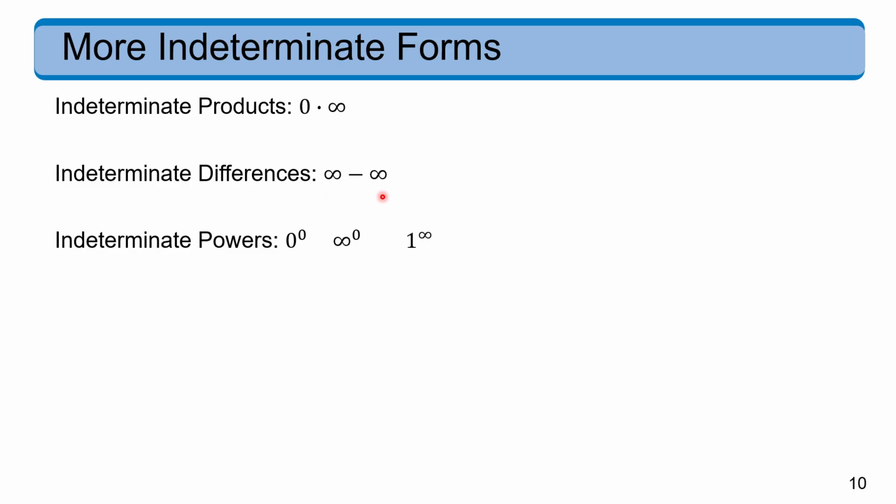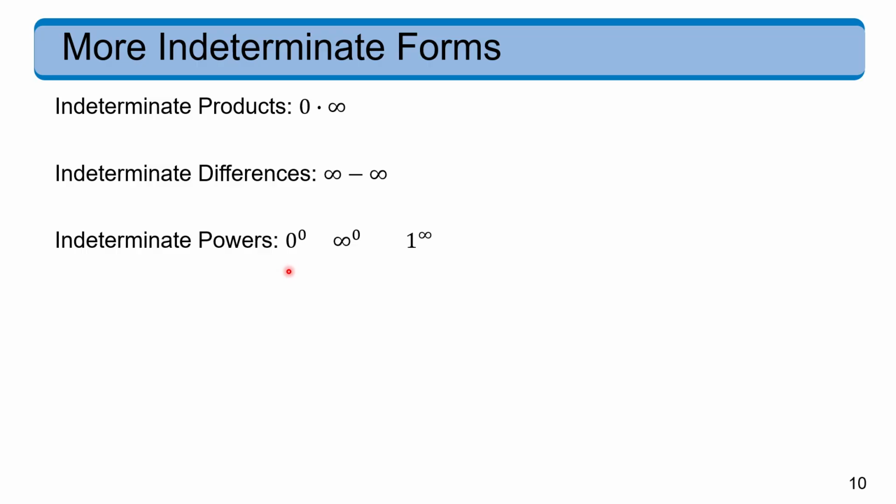If the second factor approaches infinity or negative infinity faster, it's going to win. Or they might balance each other out and approach some finite number. So again, that's indeterminate.